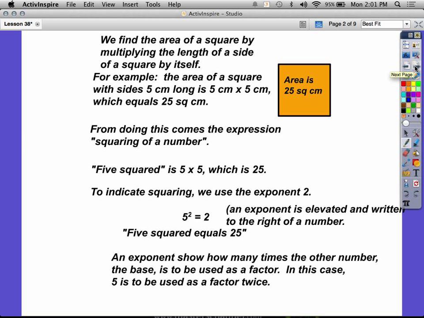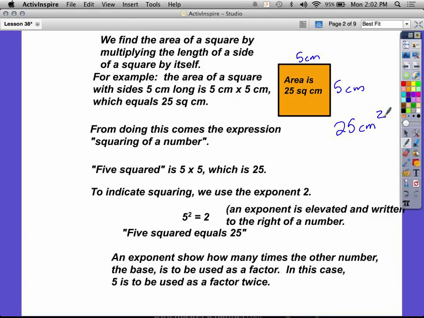So we find the area of a square by multiplying the length of a side of a square by itself. For example, the area of a square with sides 5 centimeters and 5 centimeters is going to equal 25 square centimeters, or 25 centimeters squared.